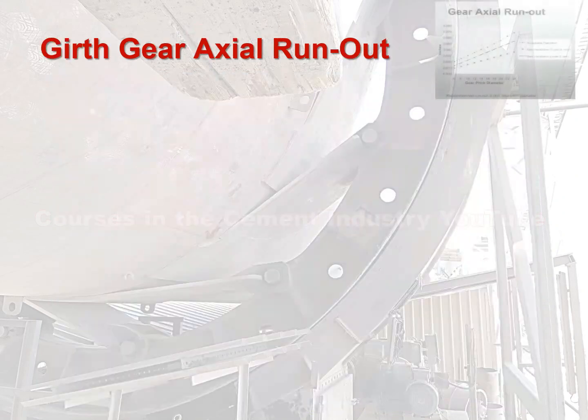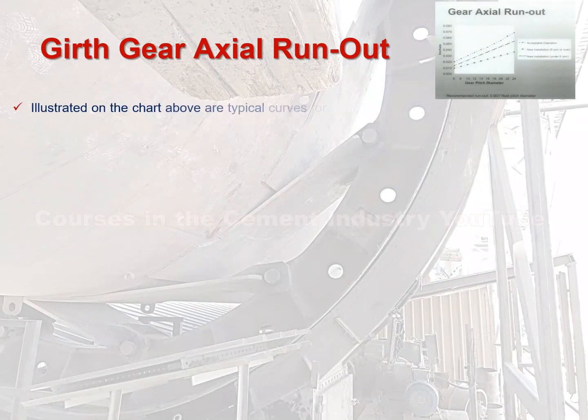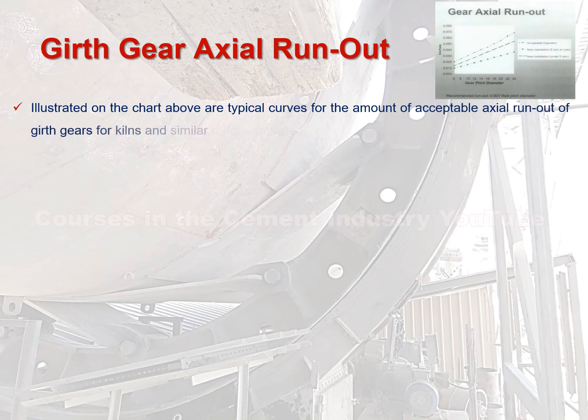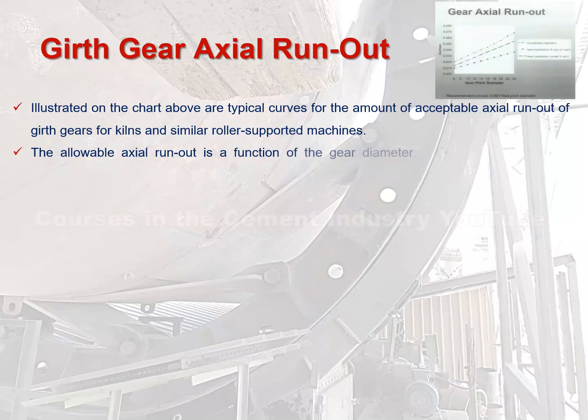From the previous show. 1. Illustrated on the chart above are typical curves for the amount of acceptable axial runout of girth gears for rotary kilns, and similar roller-supported machines. 2. The allowable axial runout is a function of the gear diameter.